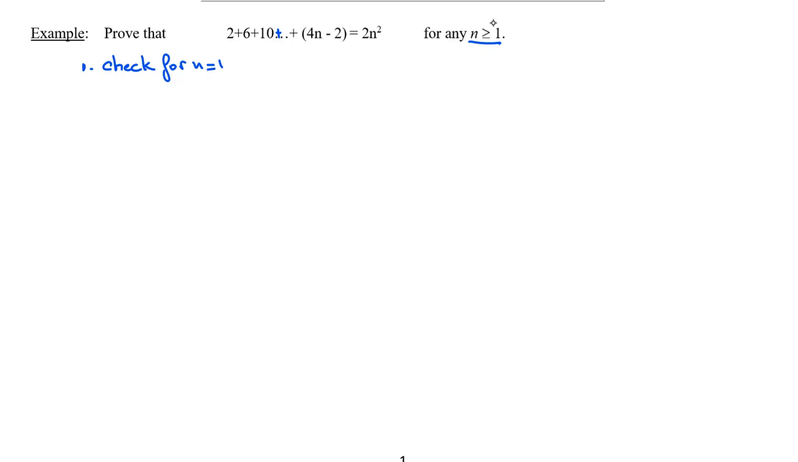So as you see, you have one term. When n is equal to 1, basically you have 4 times 1 minus 2. That's my first term in the sequence here. So is this really equal to 2 times 1 squared? As you see, you have 4 minus 2, and here you have 2. So this is 2. So 2 equal to 2, then it works for the smallest n. So first you check for the smallest n.